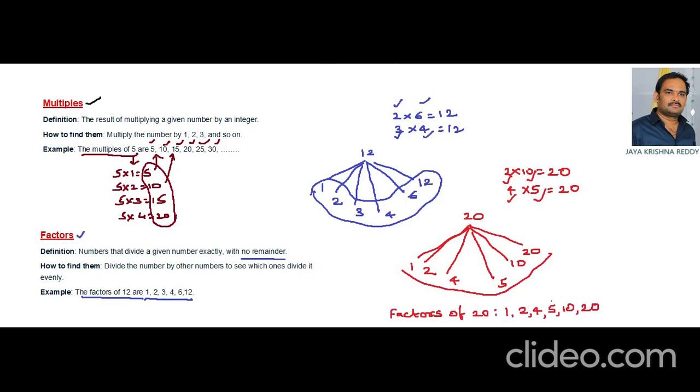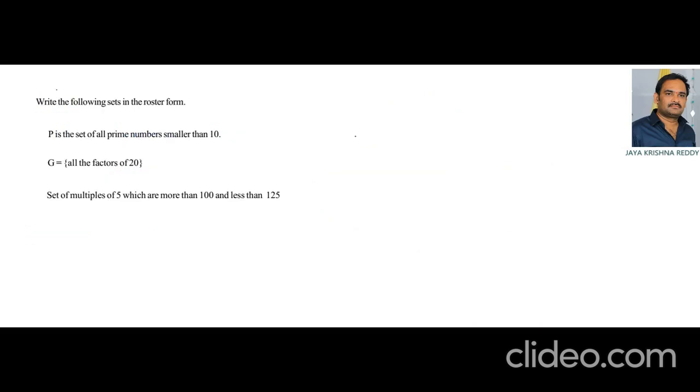So factors of 20 are 1, 2, 4, 5, 10, 20. So understand the difference between the multiples and factors. Let us solve this example. Write the following sets in roster form. Means the given sets are in set builder form. Now we have to convert it into roster form.